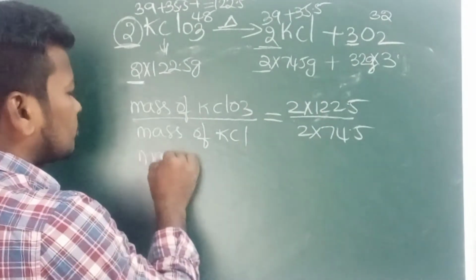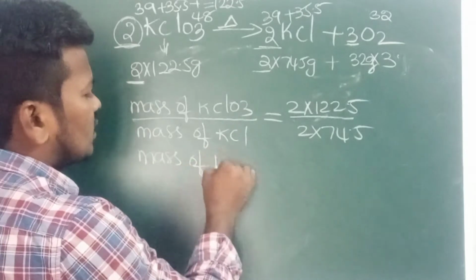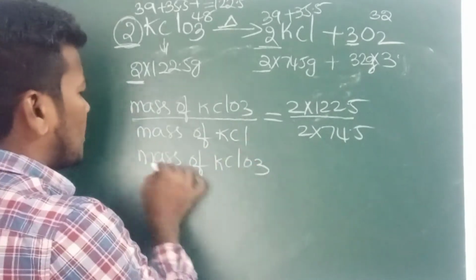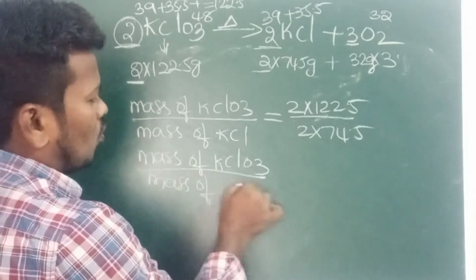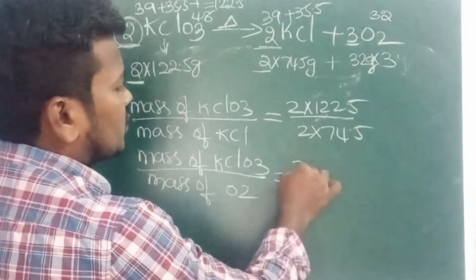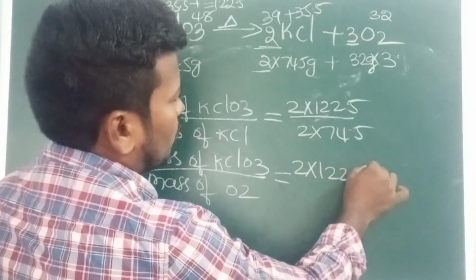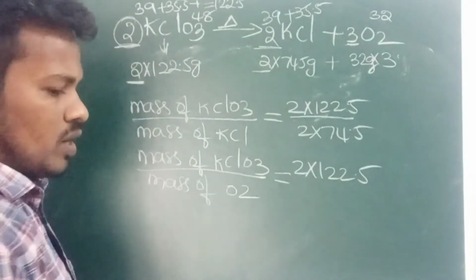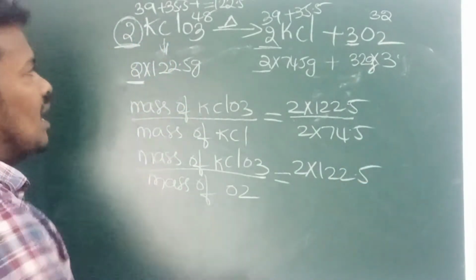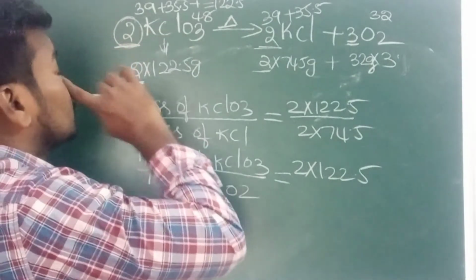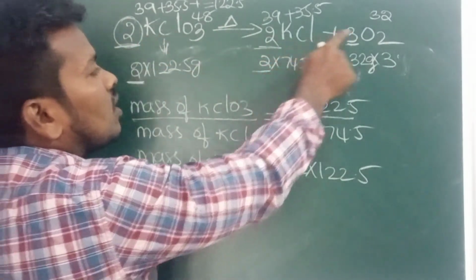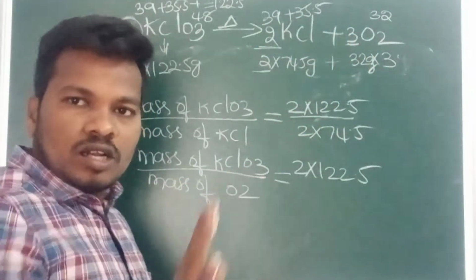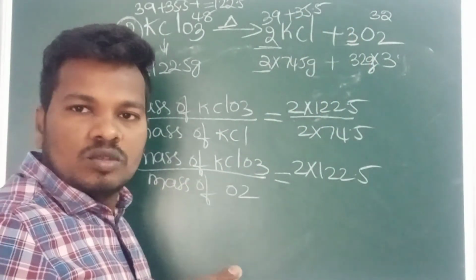Next one, mass of KClO3 upon the mass of O2. Mass of KClO3 is 2 into 122.5. Otherwise, some people think that I will take 1 mole. That means KClO3 to KCl and 3 by 2 O2. Like that also you can take. You will get the same thing.